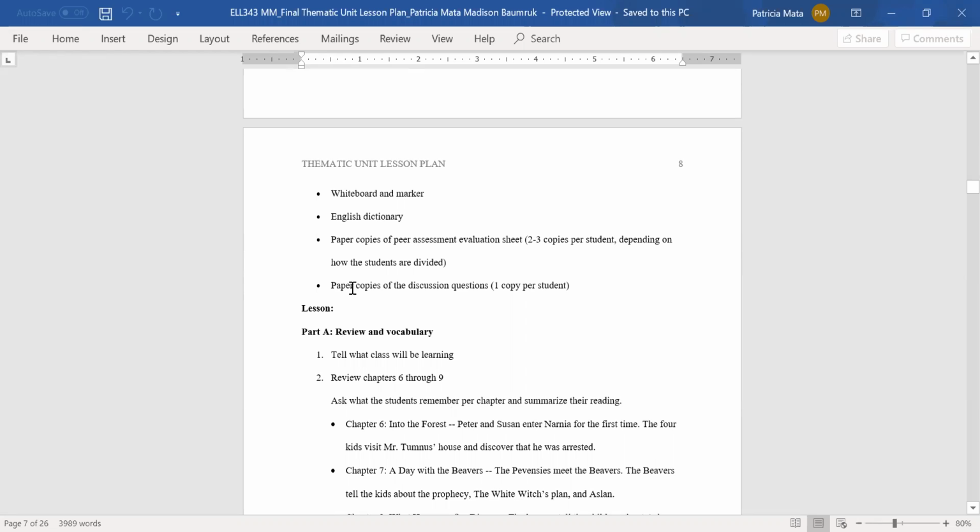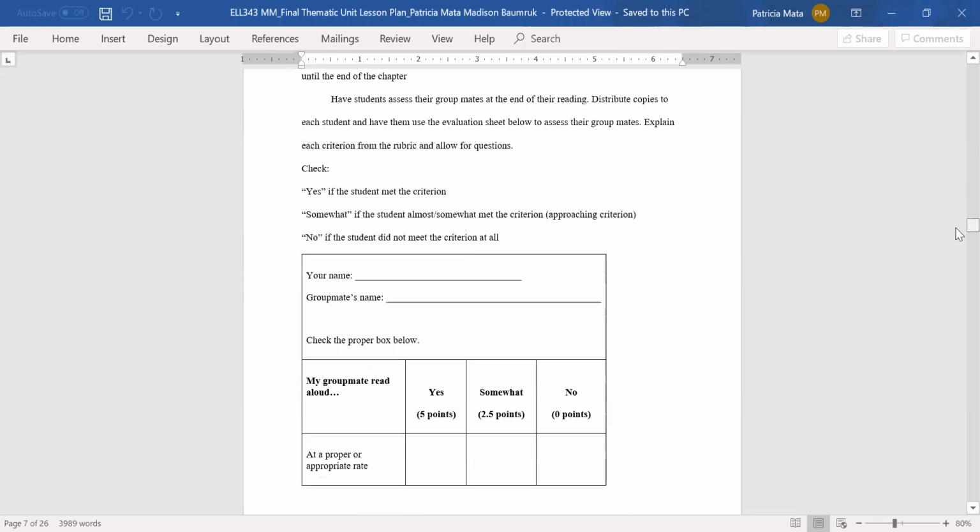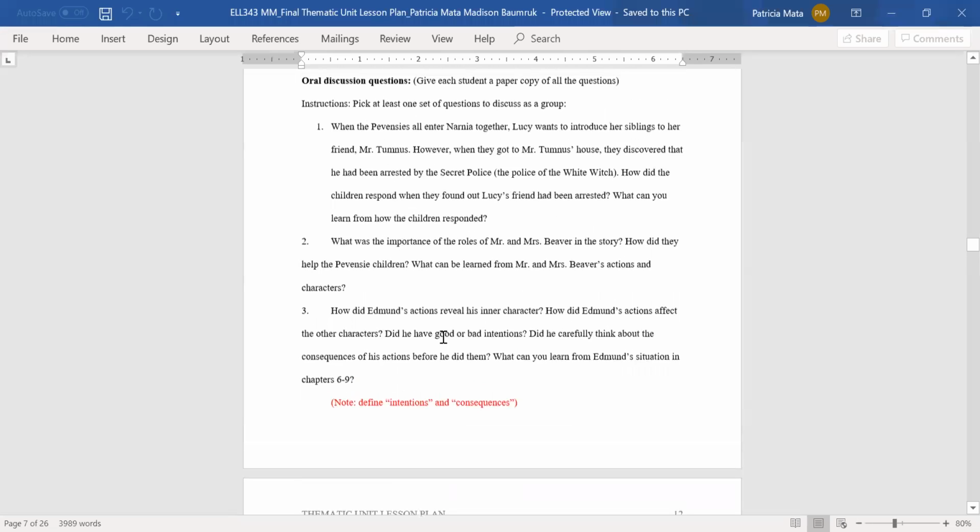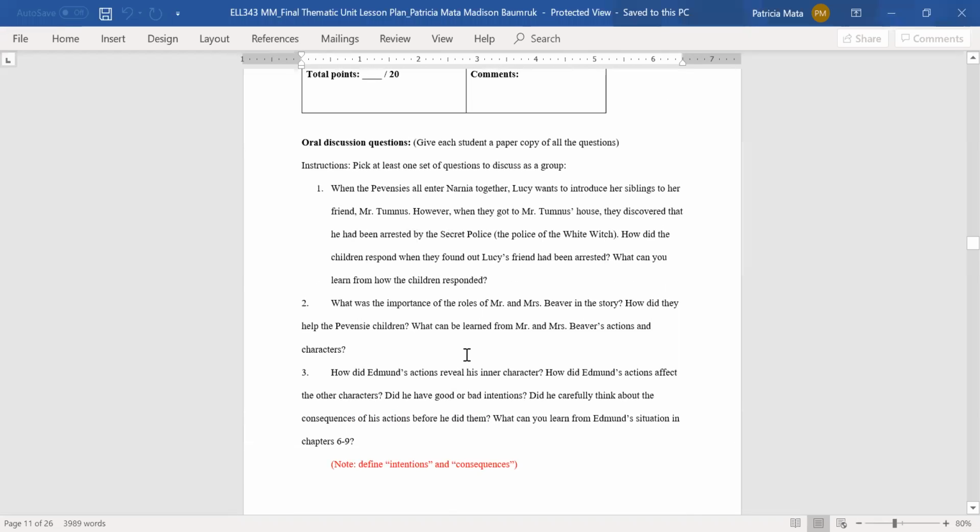The teacher should also distribute copies later on of the discussion questions, so 1 copy per student. So these are the discussion questions. They're kind of long, which is why we want you to have a printed copy of this, so that they don't follow it just by listening, but they can also read along.